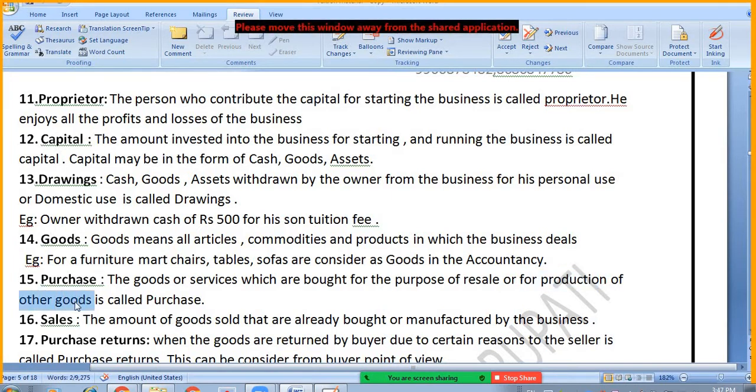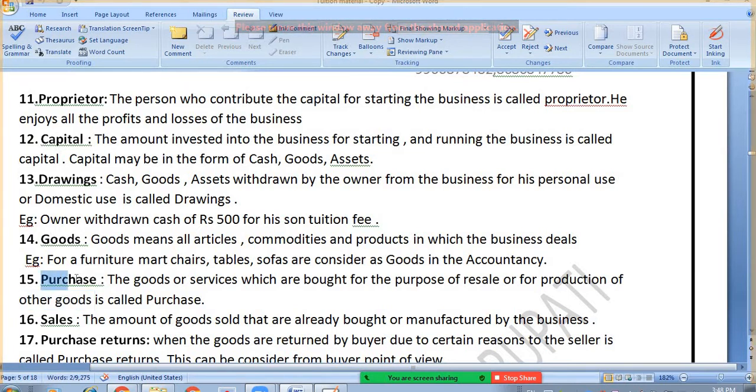Sometimes raw materials are purchased for the purpose of making finished goods. This type of activity is considered here as purchase.